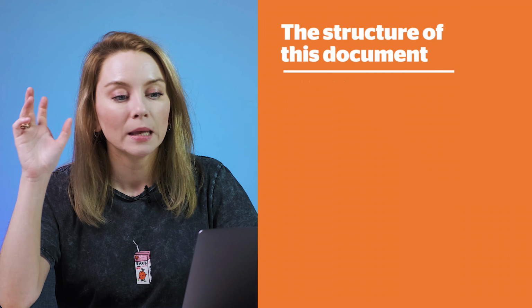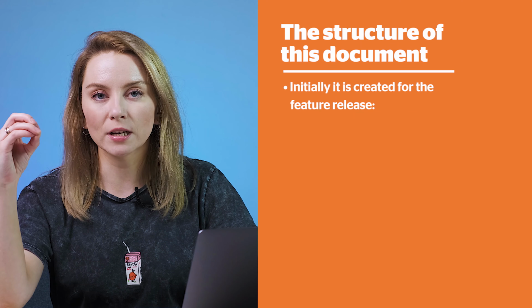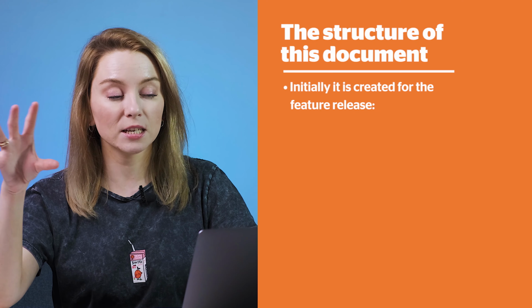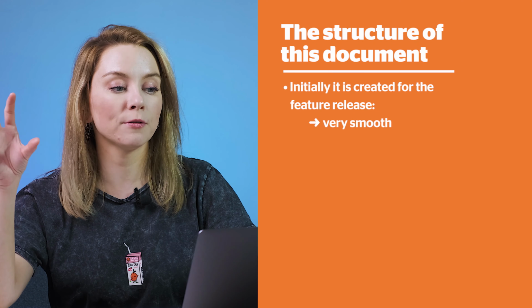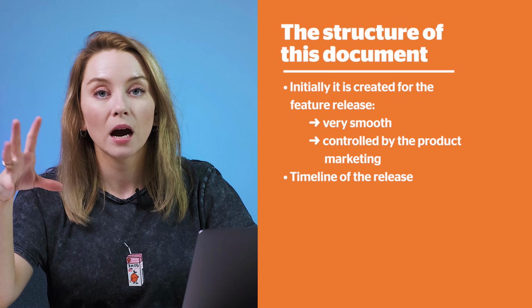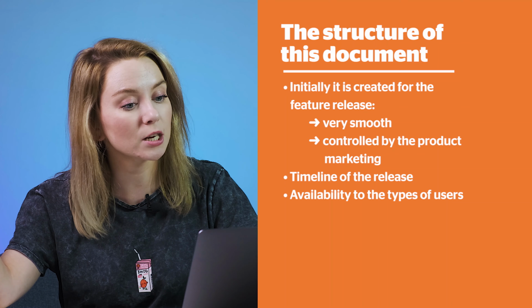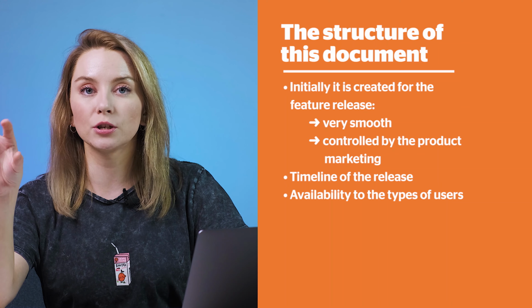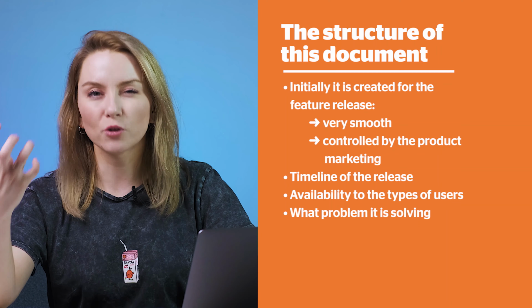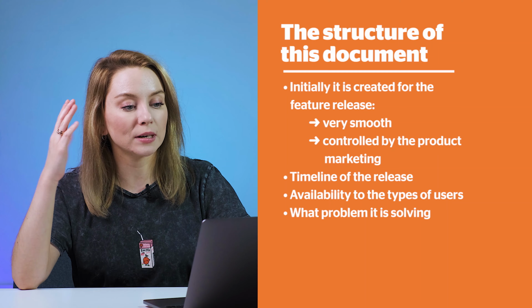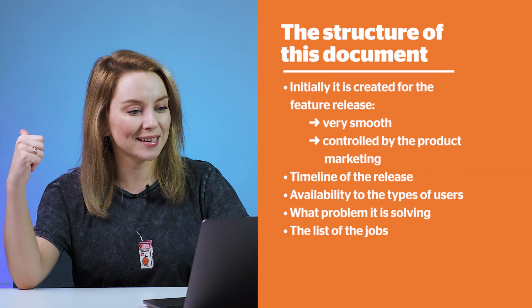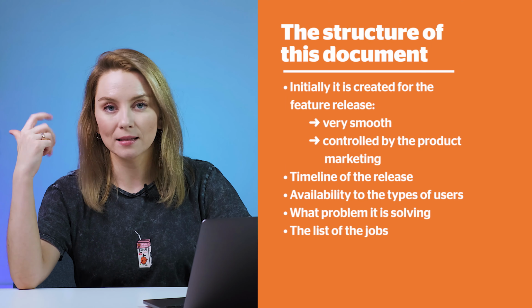and the approximate structure of it is the following. Initially, this type of document is created for the feature release. That is going to be very smooth, and that is controlled by the product marketing. So it should have the timeline of the release, also the availability to the types of users, probably with deep segmentation there. It is also going to cover what problem the feature is solving. Indeed, it is going to contain the list of the jobs done by this type of feature, the research and the insights from it. I've told you about that already.